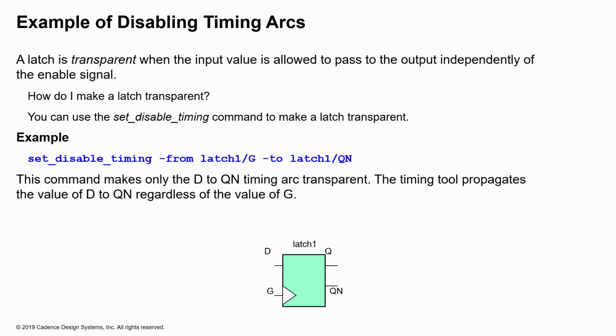So in the case where you want the tool to pretend as if a particular timing arc doesn't even exist in the library, even though the library file itself does contain the timing arc, then using the set disable timing command can achieve the effect that you're hoping for.